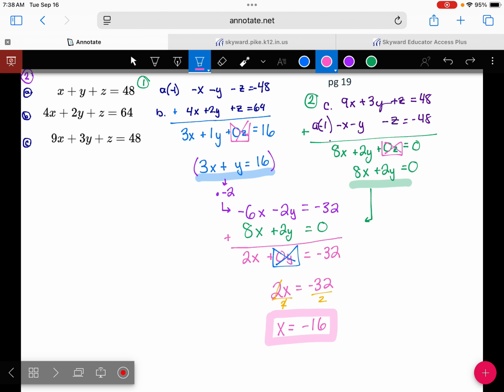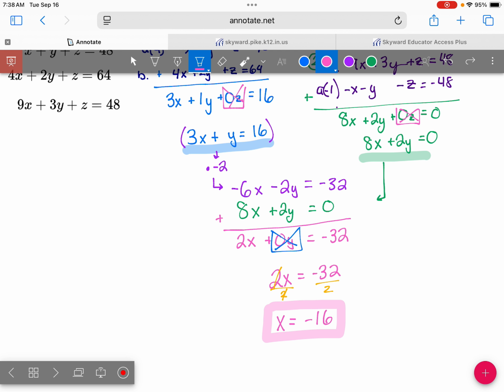Then we need to figure out what our y is going to be. That'll be the next piece. Because I know my x is negative 16. So if we look at our equations that had just two variables, just x and y, or we can use just x and y here, or we can use just x and y here. Any of these pieces that have just two letters, I can use to substitute this in.